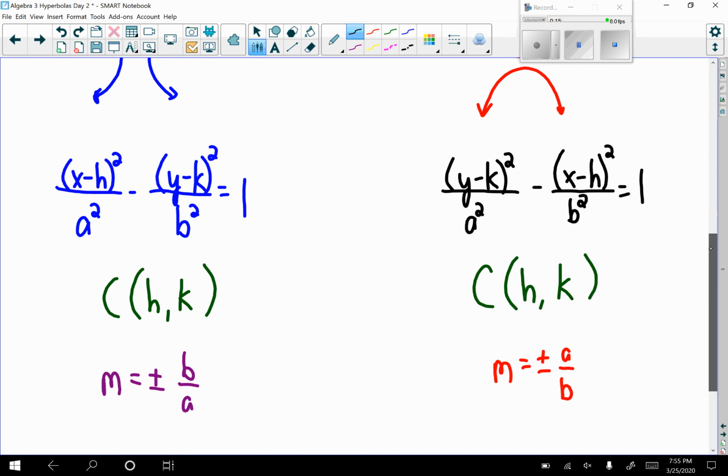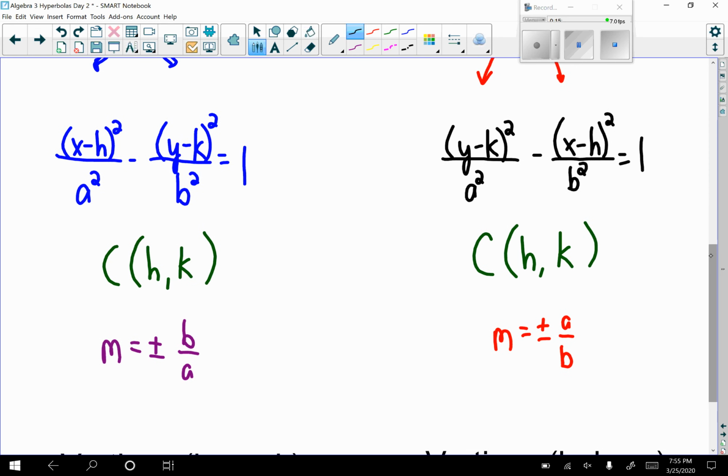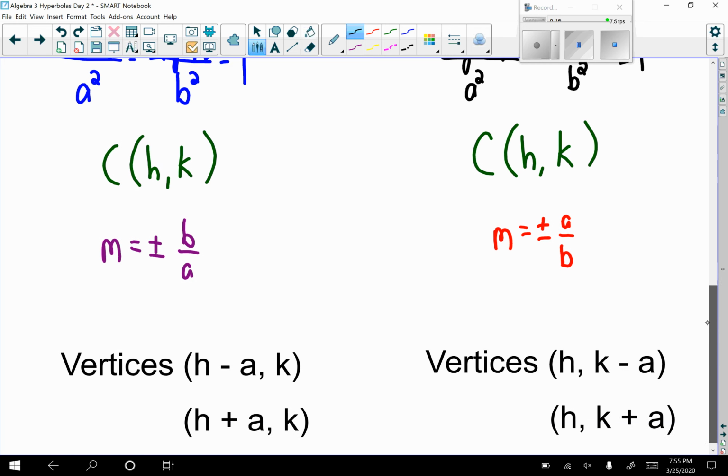Again, here are the slopes of the asymptotes. What I refer to as an easy way to remember is whatever's underneath y, that's the rise, that's the numerator here. You take the square root of that, and then whatever's under x, the square root of that is our run. So over here for north-south, notice it's plus or minus a over b because a squared is underneath y. So you take that square root, that's our rise, square root of b squared, giving us b, there's our run.